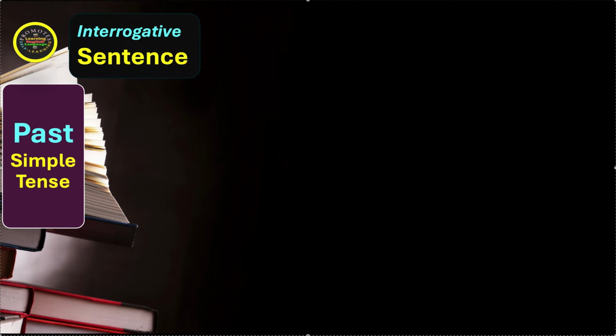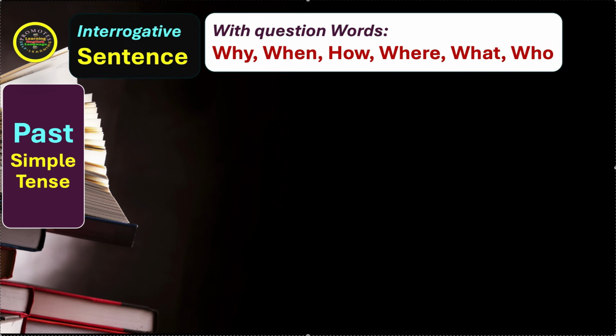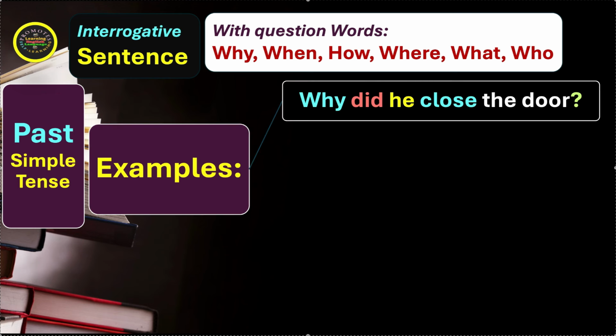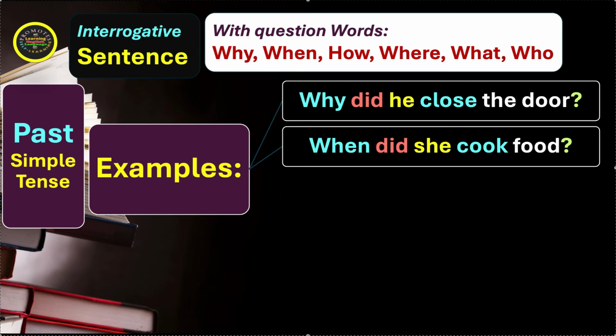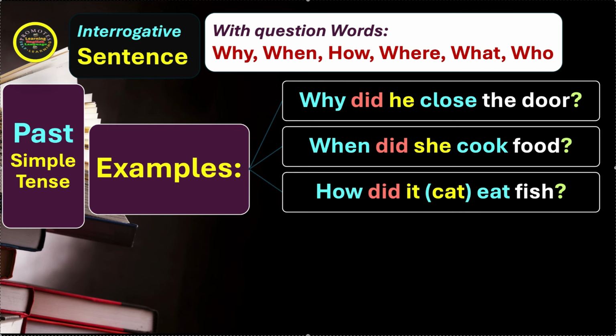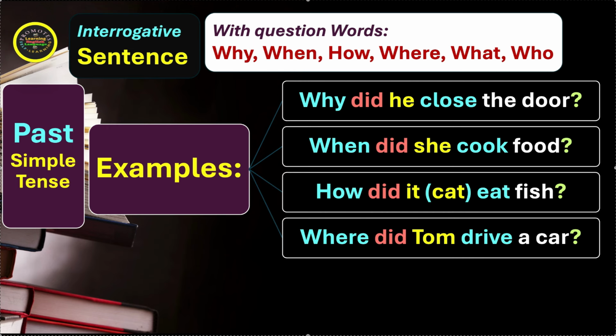Past simple tense interrogative sentence with question words such as why, when, how, where, what, who. See the examples. Why did he close the door? When did she cook food? How did it, cat, eat fish? Where did Tom drive a car?